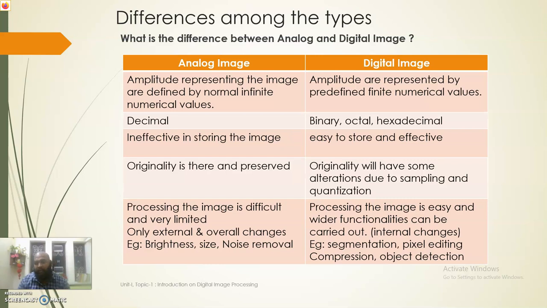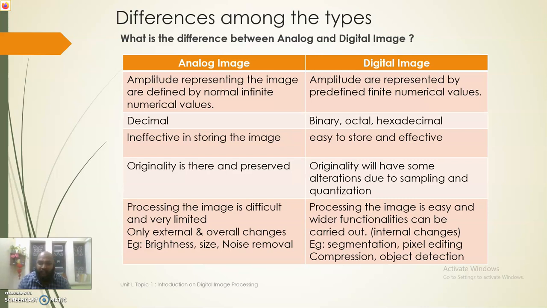In an analog image, processing the image is difficult and only very limited applications or processes can be carried out. Only external or overall changes in the image can be carried out. For example, changing the brightness, changing the size of the image, or removing the noise in the image.